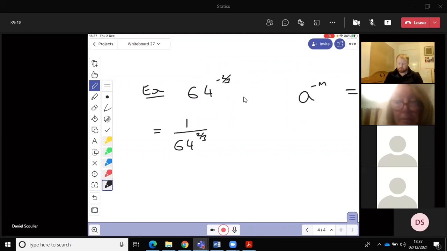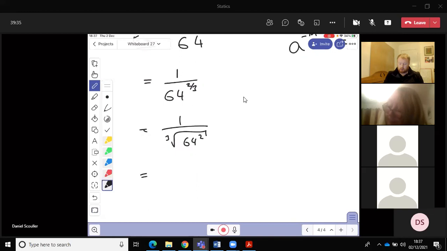You'll be able to write that. The 3 is in the bottom of that fraction, so it goes to the root, and then it's 64 squared. We're going to deal with the root part first, which is essentially ignoring the power. So what 3 numbers multiply together to make 64?